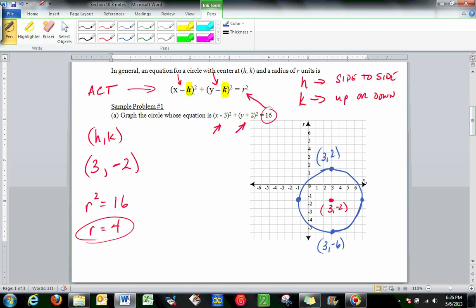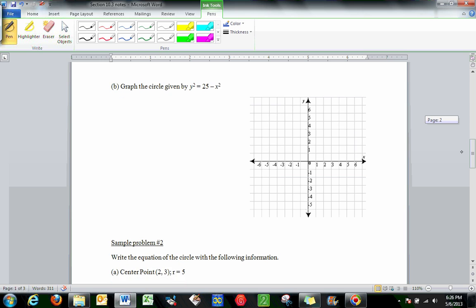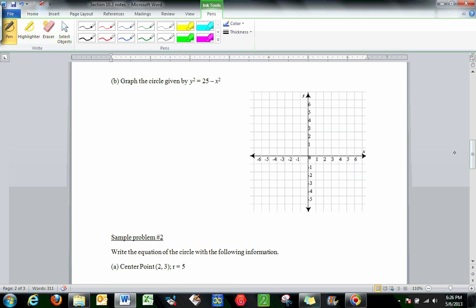And then for the far one, I'm going to go over 7 and down -2. And on this one, I'm going to come back 1 and down -2. And now I've graphed the circle perfectly and identified all of the given points that are necessary. So let's try that again. Part B, we have a little different scenario here.